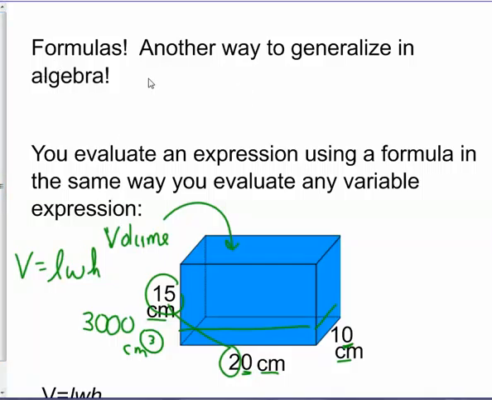Another way to generalize in algebra is formulas, formulas using measurement and geometry. So to find the volume of this prism, it's length times width times height. But remember that multiplication is commutative, so I can do that in any order. I can do 15 times 20 times 10, or I can do 20 times 10 times 15. Either way, I could fill this prism that had these dimensions with 3,000 little cubes that are each a centimeter on a side.